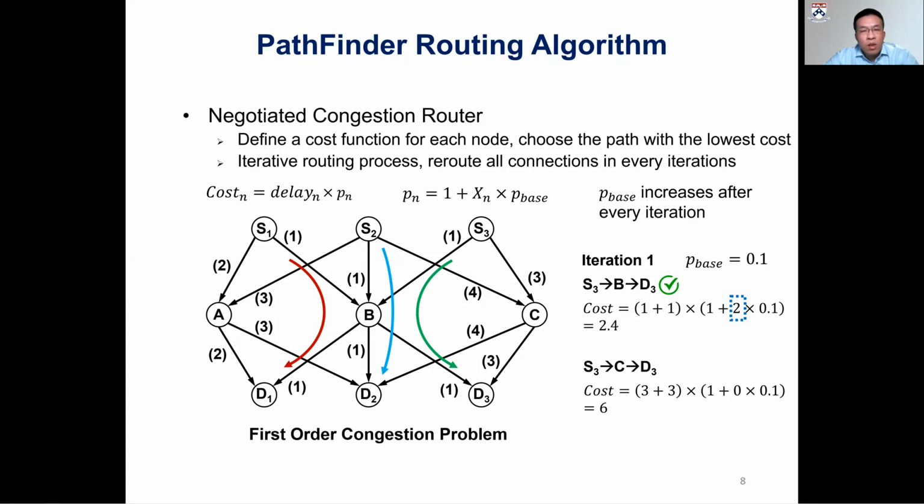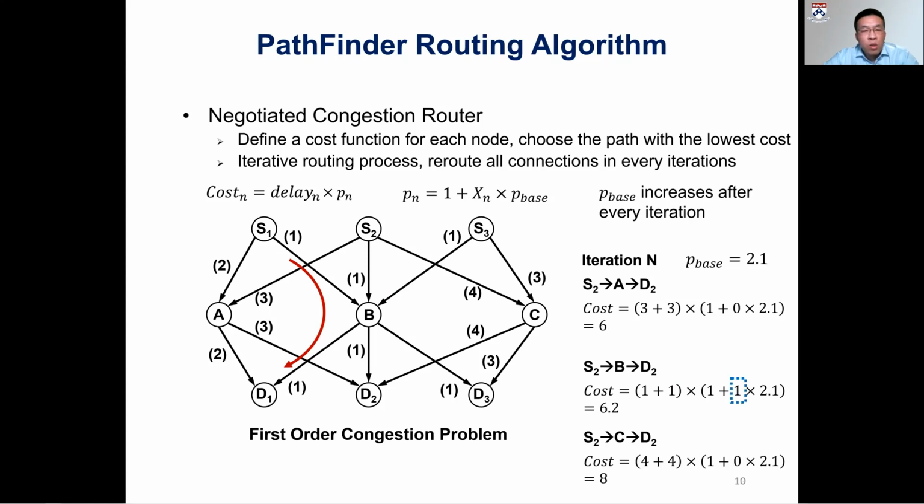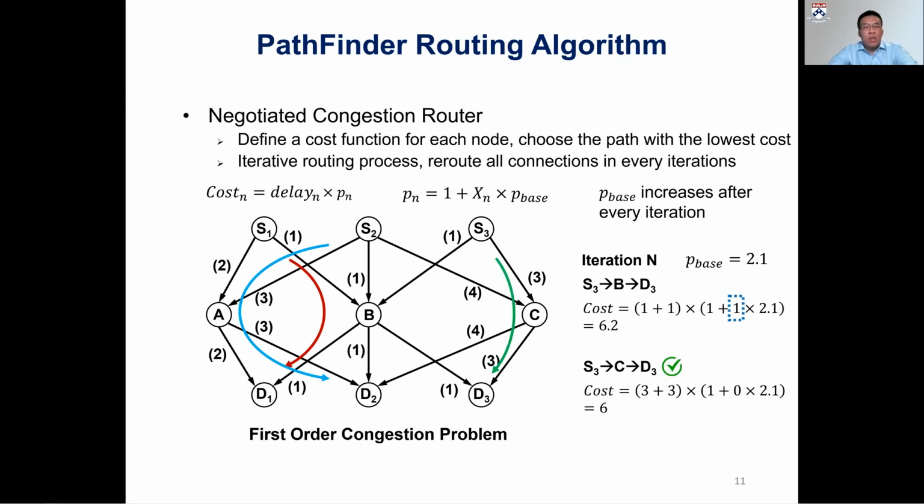And when P base is large enough, we can see that the interconnection from S2 to D2 will be routed through node A, and the interconnection from S3 to D3 will be routed through node C. Then we can see that using the coefficient Pn can resolve the first-order congestion problem.